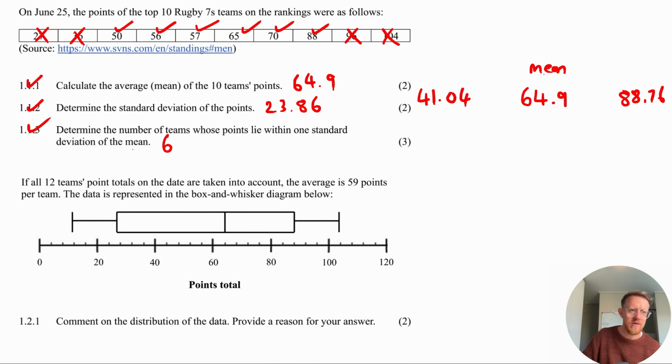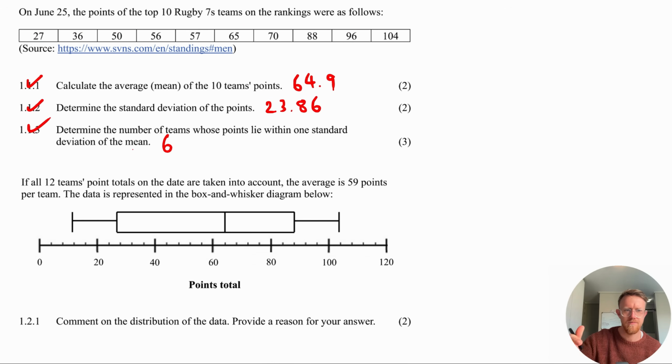Okay, so let's just make sure we've done this, and let's move on to this next part. So it says that if all 12 teams' points, okay, wait, I thought there were 10. 1, 2, 3, 4, 5, 6, 7, 8, 9, 10. Oh, these are the top 10 rugby teams, but maybe there's 12 teams in total. So if all 12 teams' totals are taken into account, the average is now going to be 59 per team.